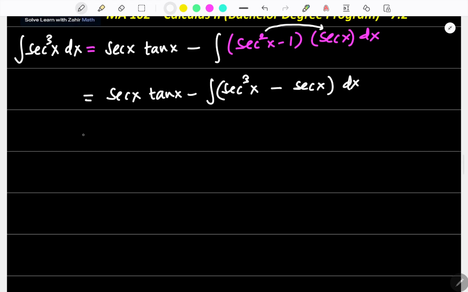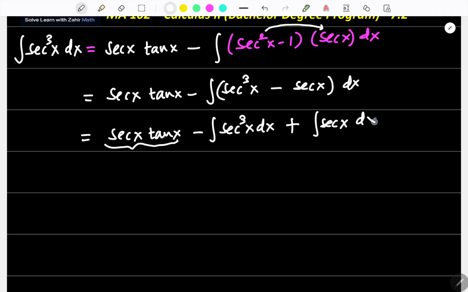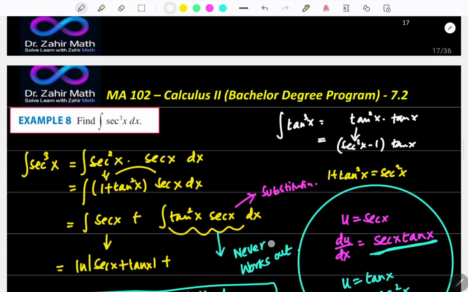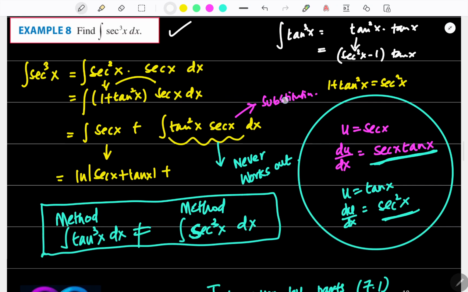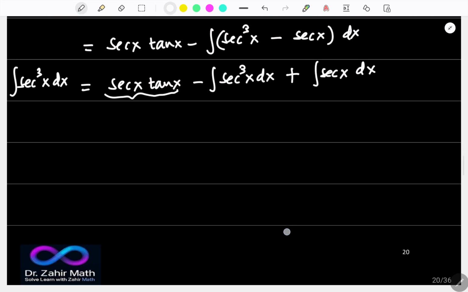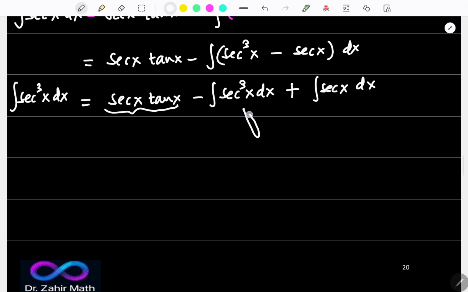Now you separate the integral. This equals secant x tan x minus this integration over, right? Minus secant cube x dx, integration over for this part, and then minus of minus plus integral secant x dx. So this equals integral secant cube x dx. Look at the problem. The problem is integral secant cube x. Again inside the integral you have a secant cube. What a beautiful situation you see, right? Such a nice situation, right?